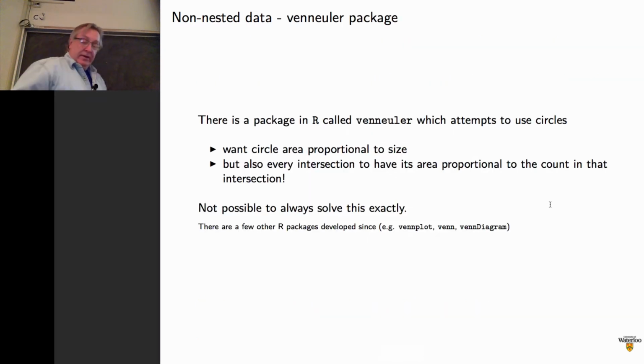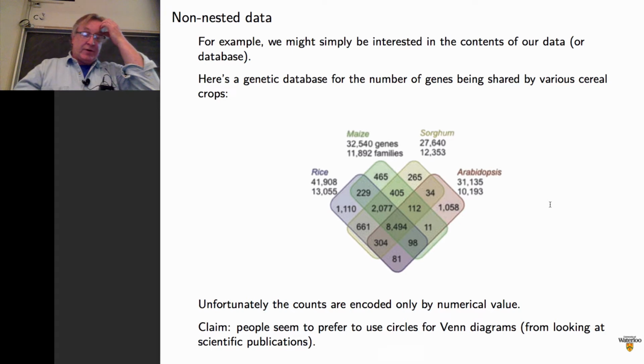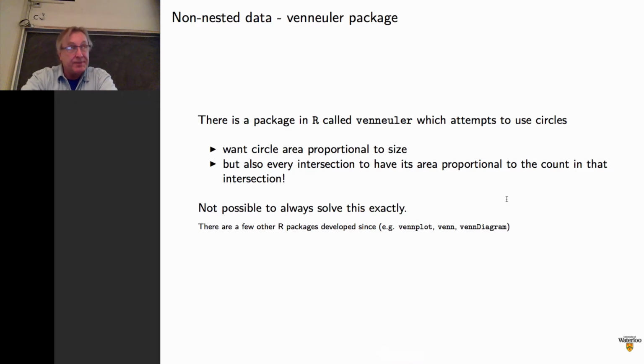So what we'd like to have, and the other claim, which seems to be true, is that people certainly do like to have, if they can get away with it, circles for Venn diagrams. Whether that's just a natural thing or something we've been trained to, at least for small numbers of groups, circles are often used. So there's a package called Venn Euler in R, which attempts to use circles. And what we want is the circle area to be proportional to how many things are in that group.